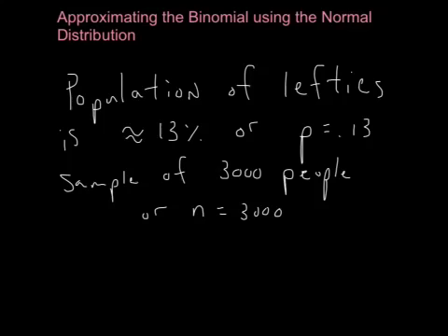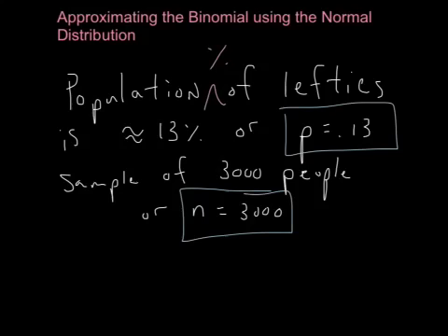Suppose we have a population of people, and we're talking about the population percentage. The population percentage of lefties is approximately 13%, or that P is equal to 0.13. And suppose we take a sample of 3,000 people, or that N is equal to 3,000. So we've got N equal to 3,000 and P equal to 0.13.